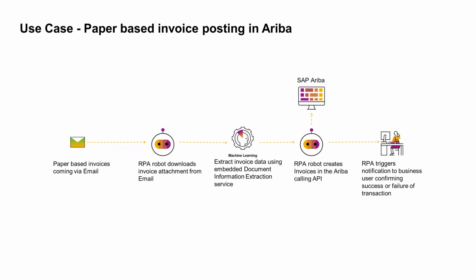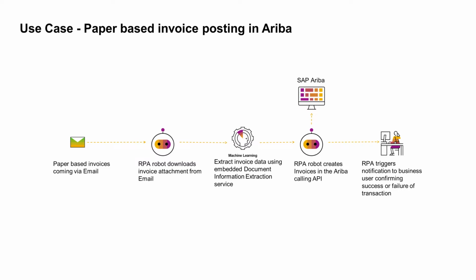An organization may receive hundreds of emails in a single day, many or most of which contain invoice attachments. The bot starts by filtering for these invoice-related emails. After the bot has filtered those emails, it then downloads the invoice attachments from those emails. Then, the bot extracts the data from those attachments using the embedded document information extraction service, after which it calls the Ariba API within SAP Ariba and creates the invoices.